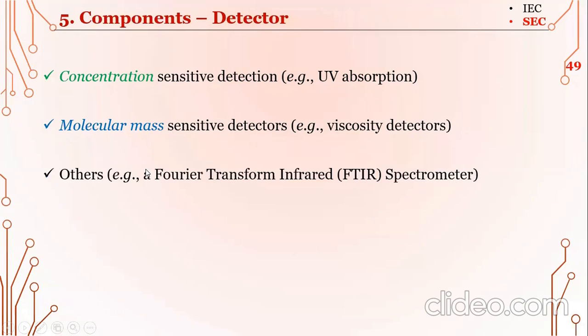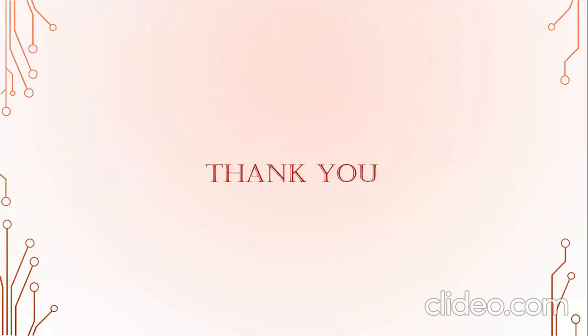The third one, some other detectors can be used, for example, in FTIR, Fourier transform infrared spectrometer. In FTIR, there are different detectors than the concentration and the molecular mass ones. So these are the detectors. Different detectors are used in different chromatography, and that's it. And with this, our chromatography topic is complete.